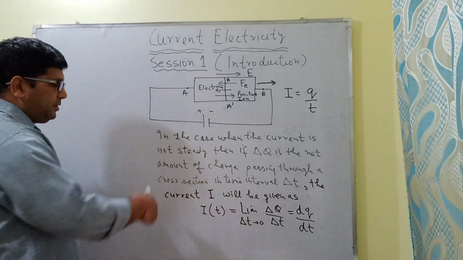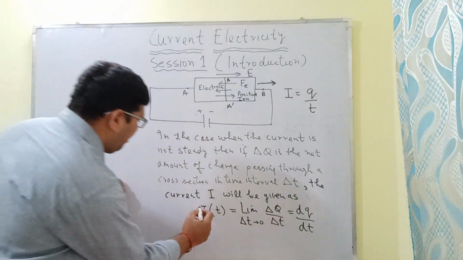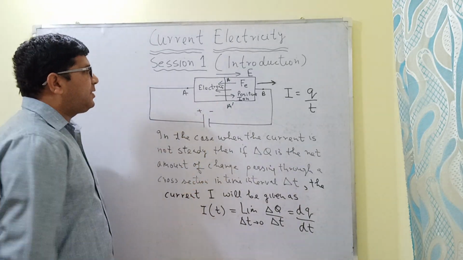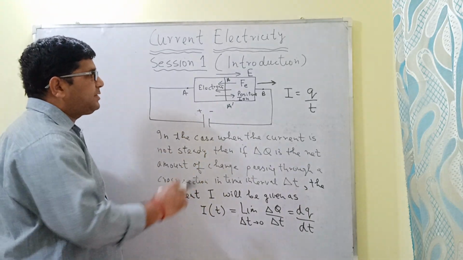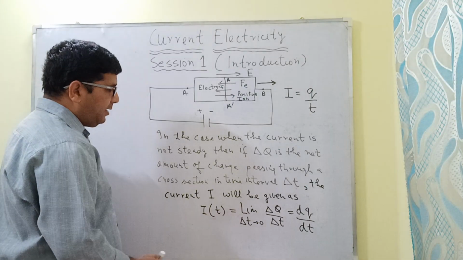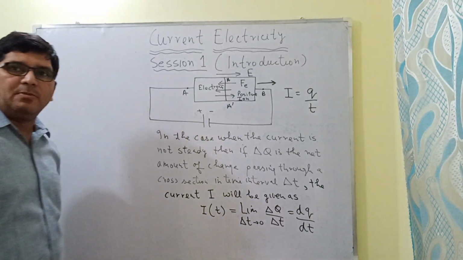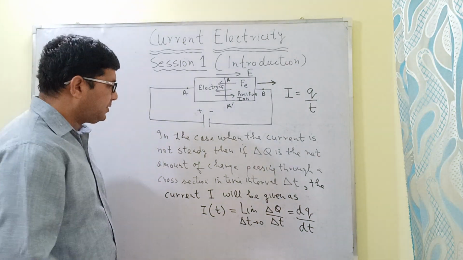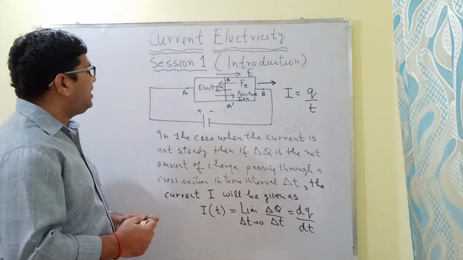So now this is the basic definition of the electric current, and I have tried to explain how this electric current is generated and what the different equations are which will be used while solving the questions in the forthcoming sessions.